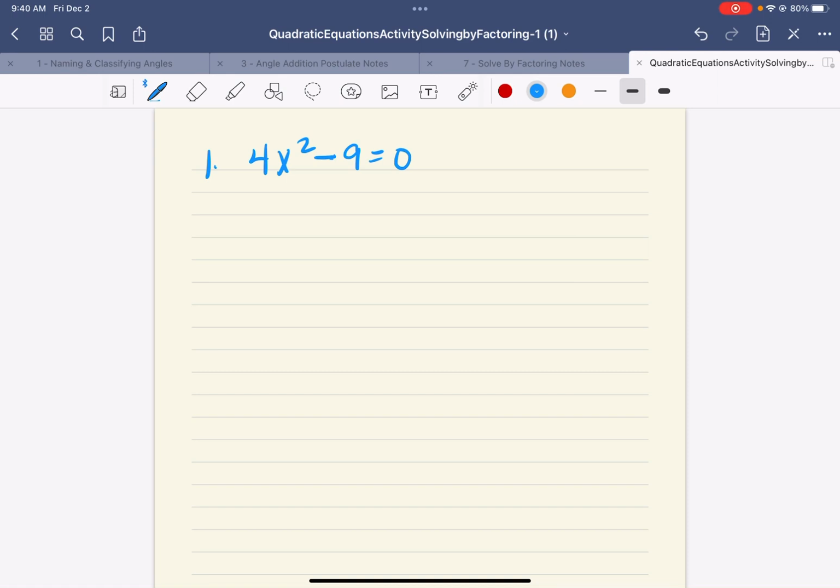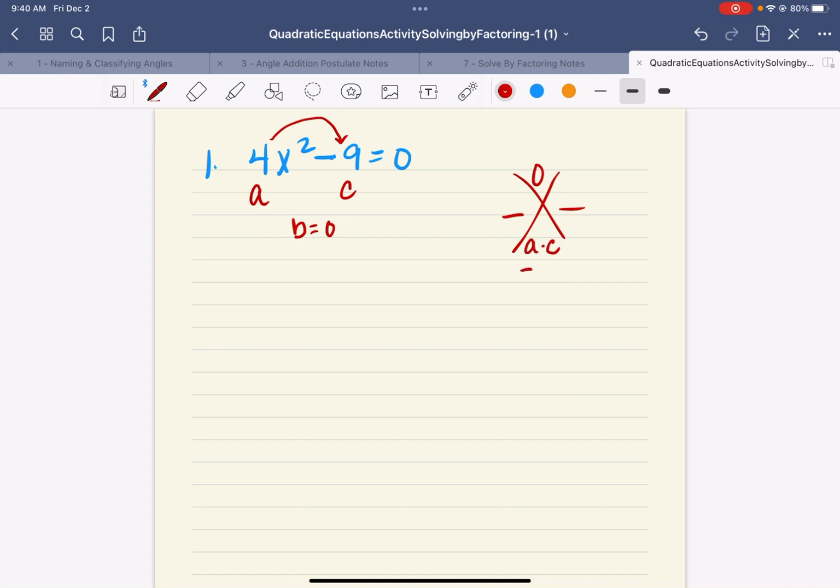Because this one's already set equal to 0, we can go ahead and start factoring it. We need to identify a, b, and c though. This one doesn't have an x term, so that means 4 is our a, negative 9 is our c, and because there's no x term in the middle, our b is going to be 0. So we're going to go ahead and make our cross puzzle and put 0 at the top. We want to find two factors that add to 0 and multiply to a times c, and that goes down here.